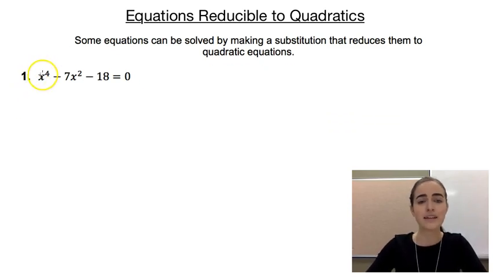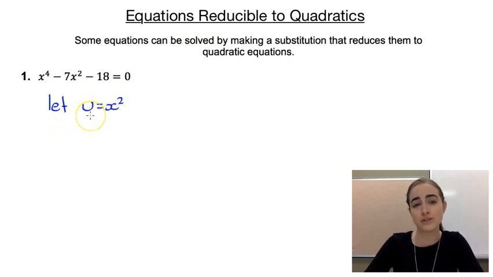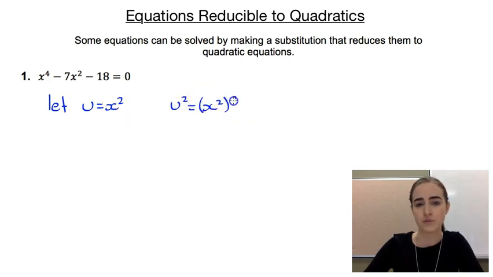Our first one is x to the power of 4 minus 7x squared minus 18 is equal to 0. At first it doesn't look like a quadratic because it's got that power of 4 and then a squared here. But the substitution that we can use is: let u equal x squared. It doesn't have to be u, you can use whatever letter you want. If we let u equal x squared, then u squared is equal to x squared squared, which is just x to the power of 4. So that's our first term.